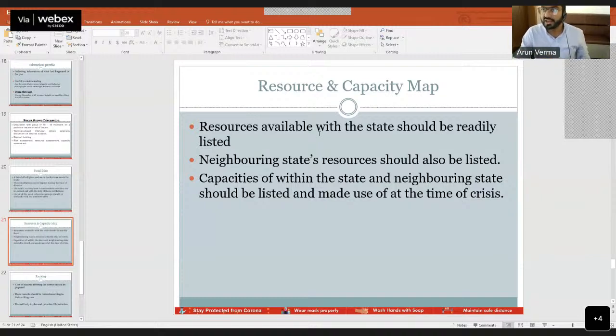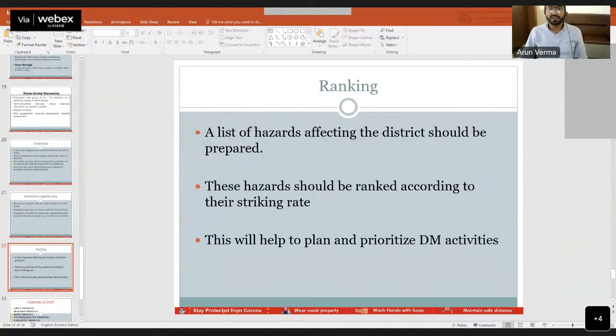So we should demarcate. About a year ago we made the DM plan of NIDM, and we have implemented many things which can be helpful. You can also see the DM plan of NIDM on our website. And we should rank the districts that are most affected. It is our responsibility to prioritize those districts and their plans, the DM activities, which can help at the time of disaster management.